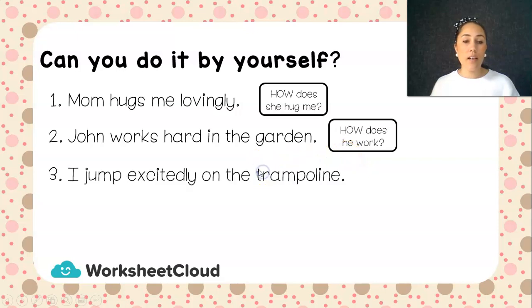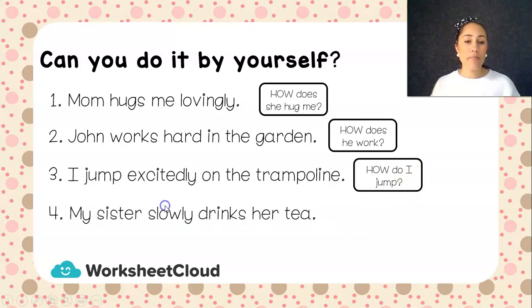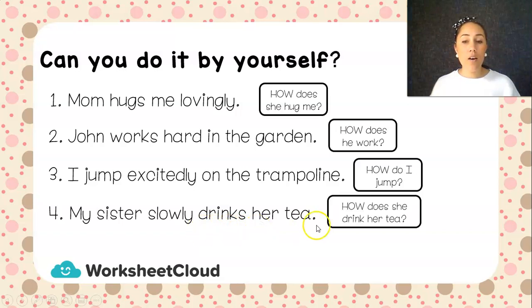Number 3, I jump excitedly on the trampoline. So I ask, what is my verb in the sentence? I jump. How do I jump? My sister slowly drinks her tea. So what is my sister doing? She drinks. How does she drink her tea?